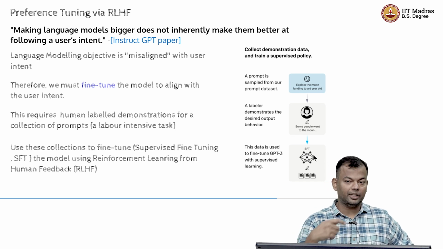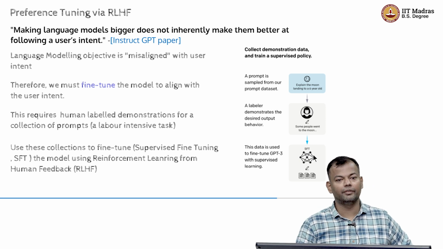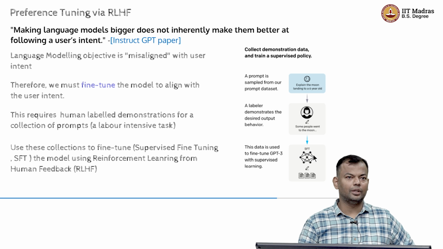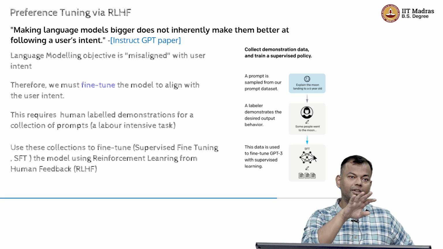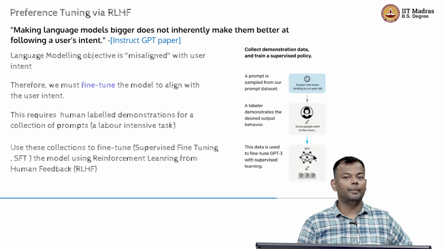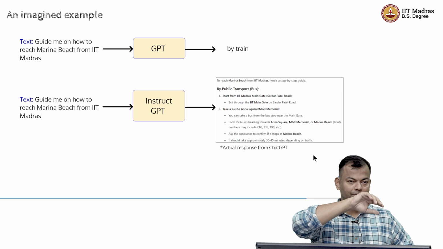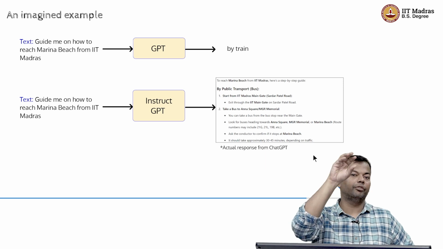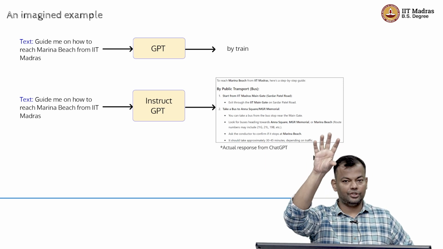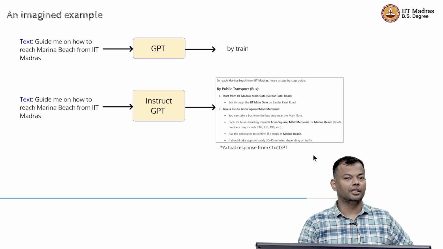And what you do during this process is also known as reinforcement learning with human feedback, which of course we'll not cover in this course. But preference tuning and RLHF is yet another method of making the model understand instructions. And hopefully after this process, instead of giving a one-word answer, it should actually give you detailed instructions, and this is an actual response generated by ChatGPT.